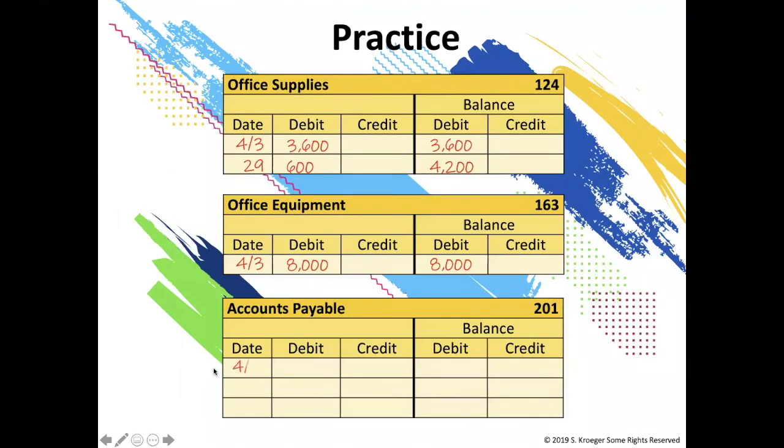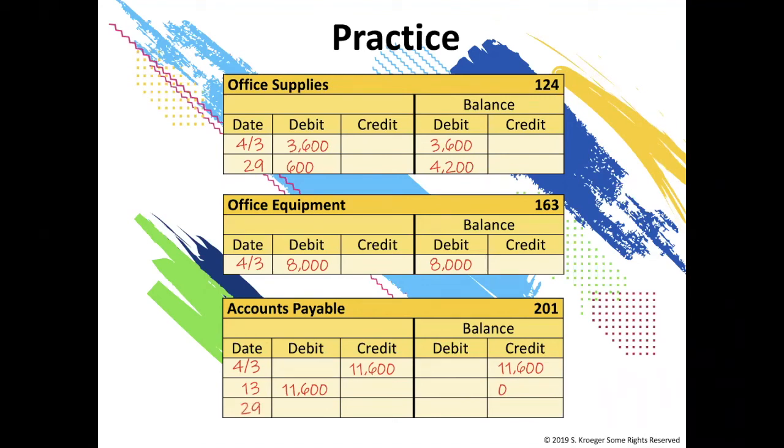The first one was on the 3rd. It was a credit of 11,600, which makes the balance the same thing. And remember, accounts payable do have credit balances. The next date was on the 13th. It was a debit of the same amount, 11,600. It's because we owed the 11,600 and then we paid it off. That means our balance would be 0. We don't owe anything at that point.